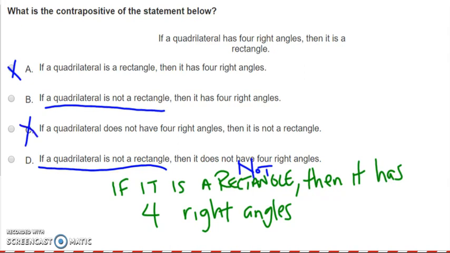C's out. Then it's going to say, then it does not have 4 right angles. Well, which one says it does not have 4 right angles? This one right here, D. D has it. So it is my right answer.